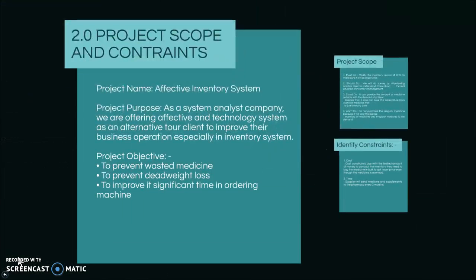For the project scope and constraint, there is a project purpose. As a system analysis company, we are offering an effective technology system as an alternative to a client to improve their business operation, especially in the inventory system. For the project objectives, first, to prevent wasted medicine, second, to prevent dead weight loss, and the third one is to improve significant time in ordering.